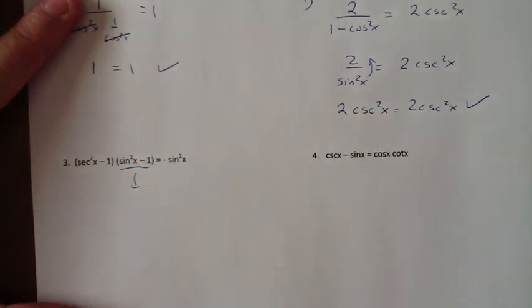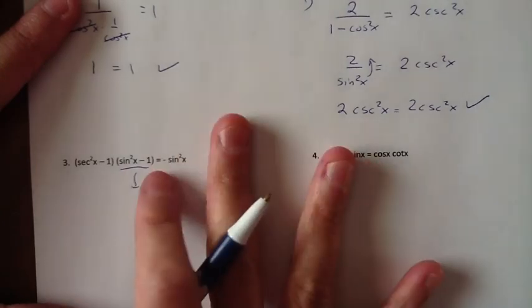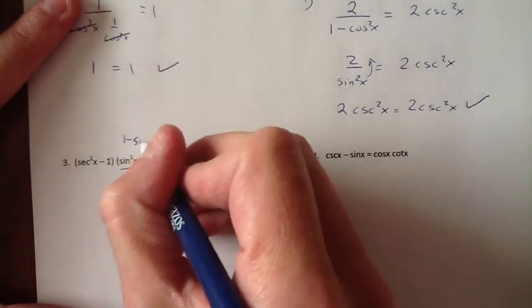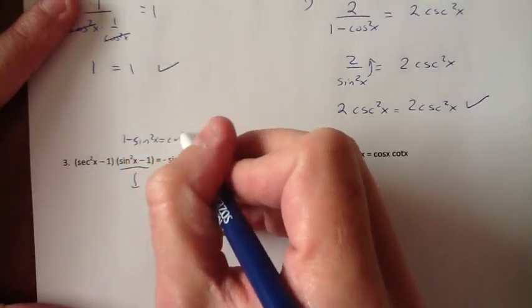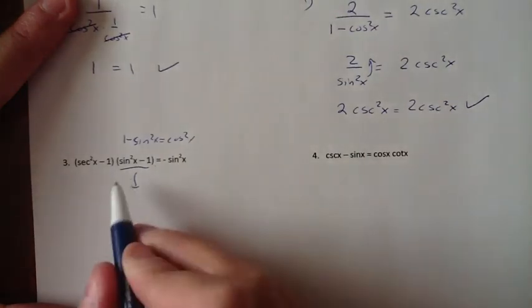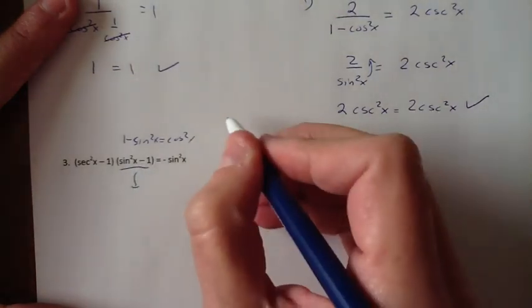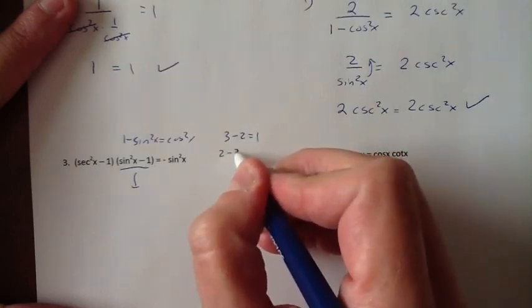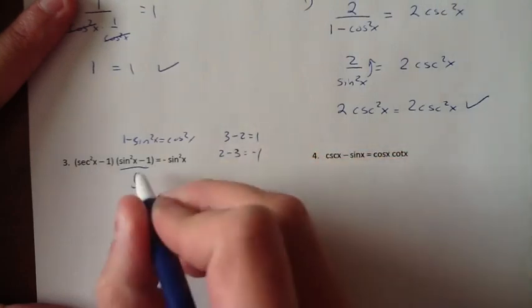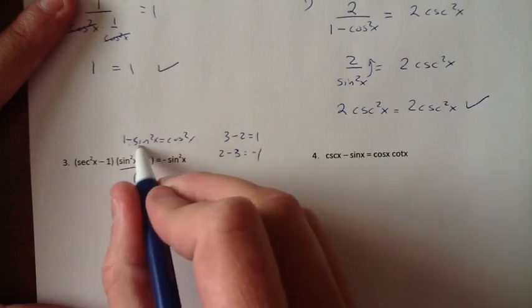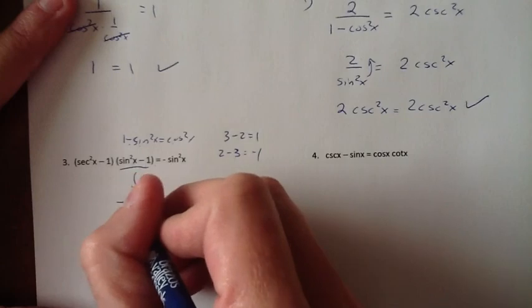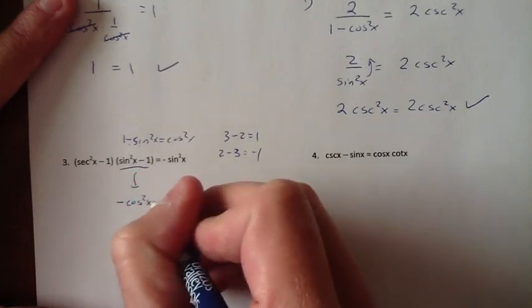Now, the first one, the second one, sine squared minus 1, we should kind of almost recognize this one. We know that 1 minus the sine squared of x equals cosine squared of x. But I'm flipping it. Now it's kind of like saying this. If I have 3 minus 2 equals 1, if I switch the order, I get the negative of it. And that's going to happen here. So if 1 minus sine squared is cosine squared, then sine squared minus 1, you guessed it, is negative cosine squared of x.